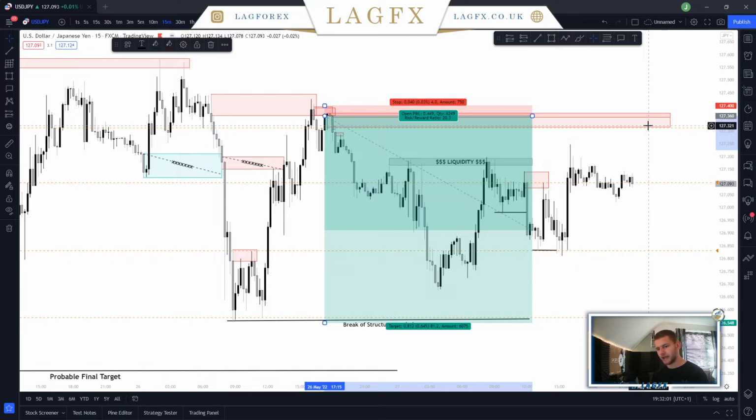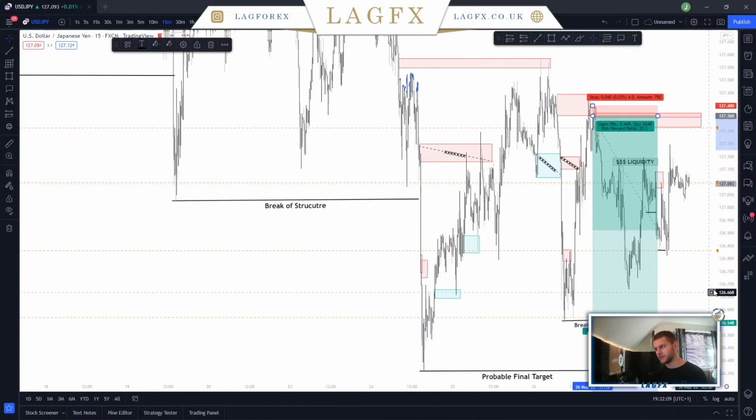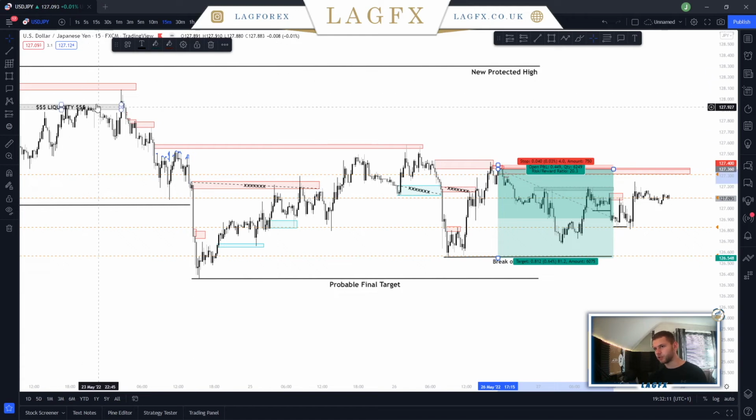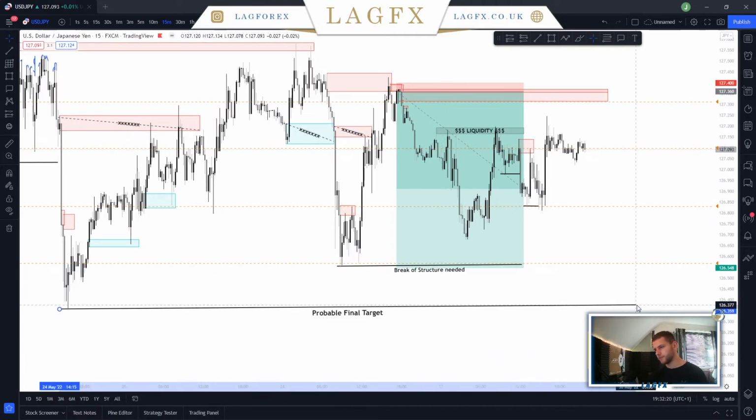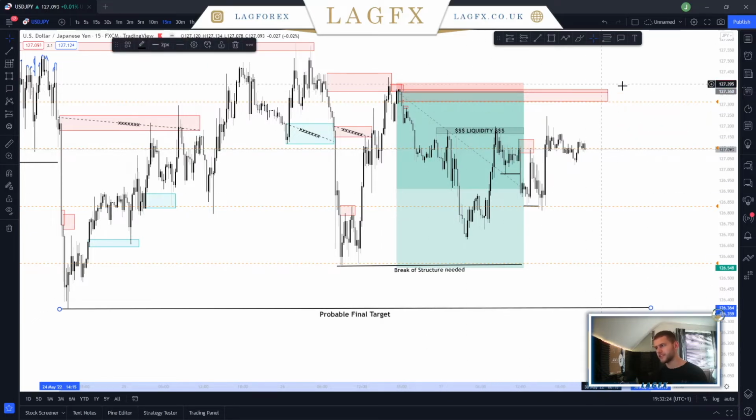In my eyes, for the bias to work, it makes more sense for us to clear the upside liquidity, mitigate the supply zone, then start making moves lower, running all of the downside liquidity, then continuing this overall bearish trend, where this should be a final target to set a new low in the market. So that is my current bias on this market. Keep your eyes out for sells within this region.